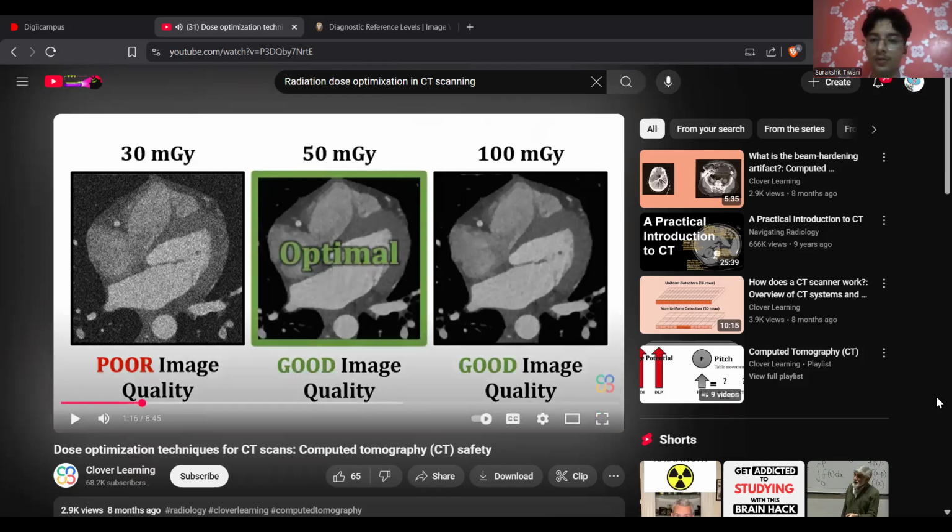As explained here, optimal dosage, meaning that the 50 milligray image was optimal because it made sure the patient is not being exposed to more radiation than they require, and the image quality is being ensured that it is proper and readable by the radiograph.